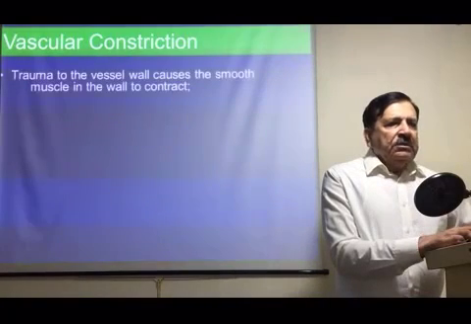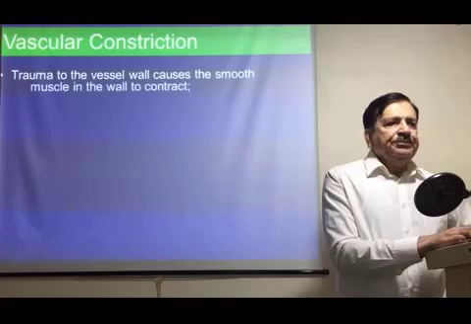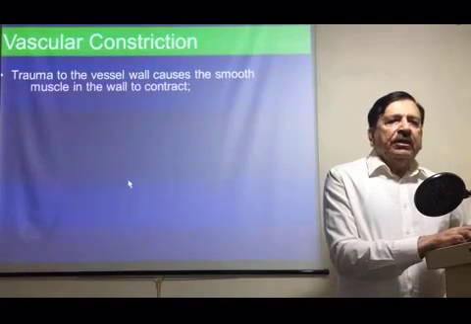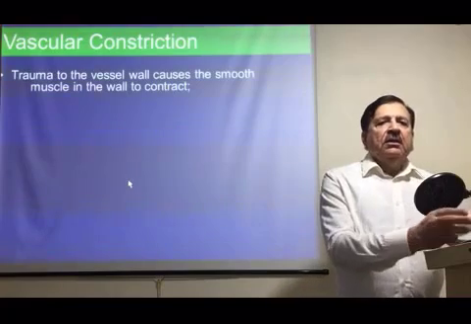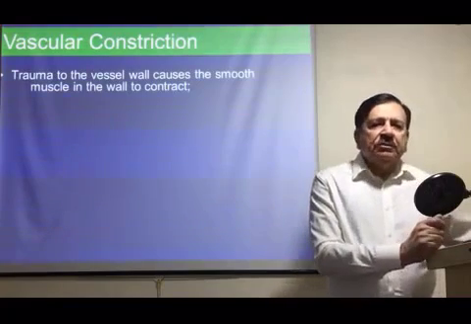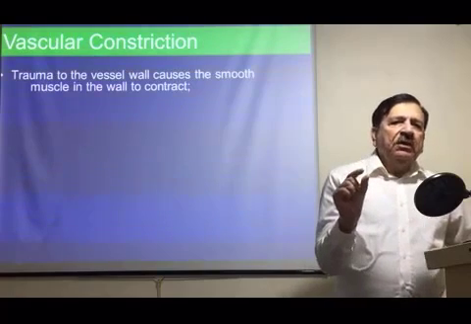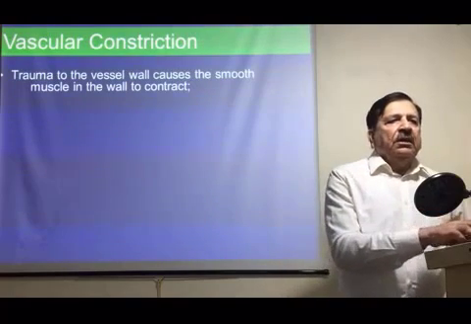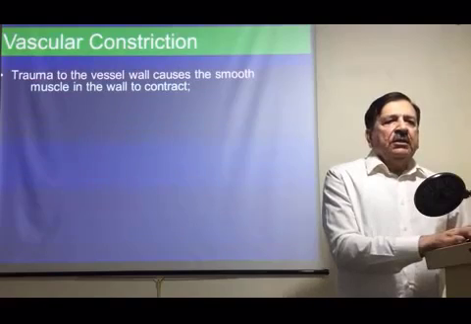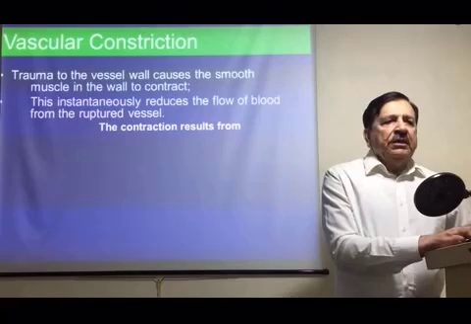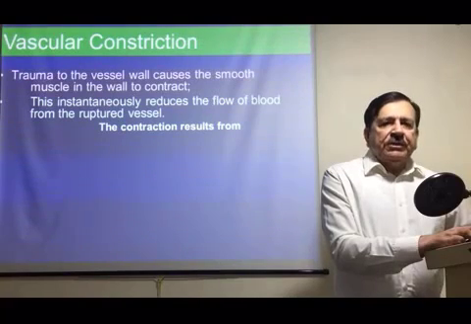Now vascular constriction, how does this occur? Trauma to the vessel walls causes the smooth muscle in the wall to contract. When there is trauma, you know that the blood vessel is made of smooth muscle. So the smooth muscle contracts. Contraction occurs in the smooth muscle of the wall. This instantaneously reduces the flow of blood from the ruptured vessel.